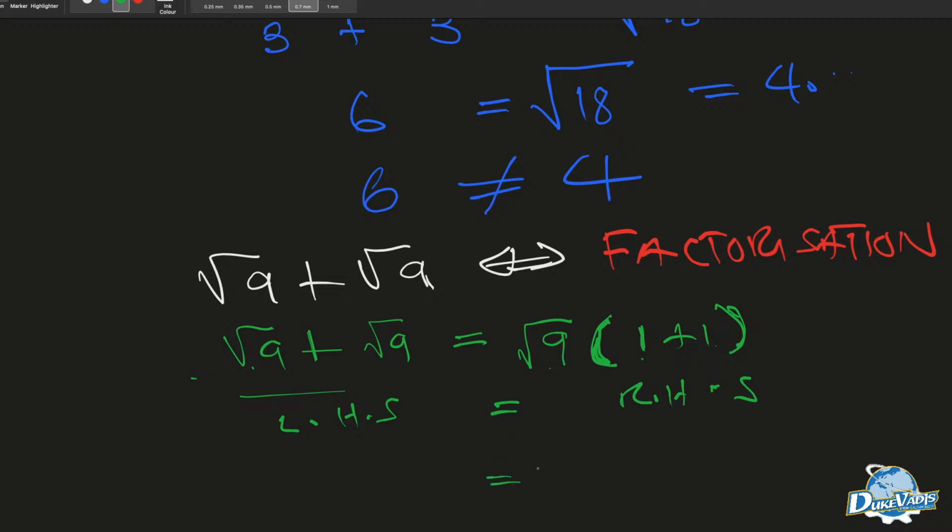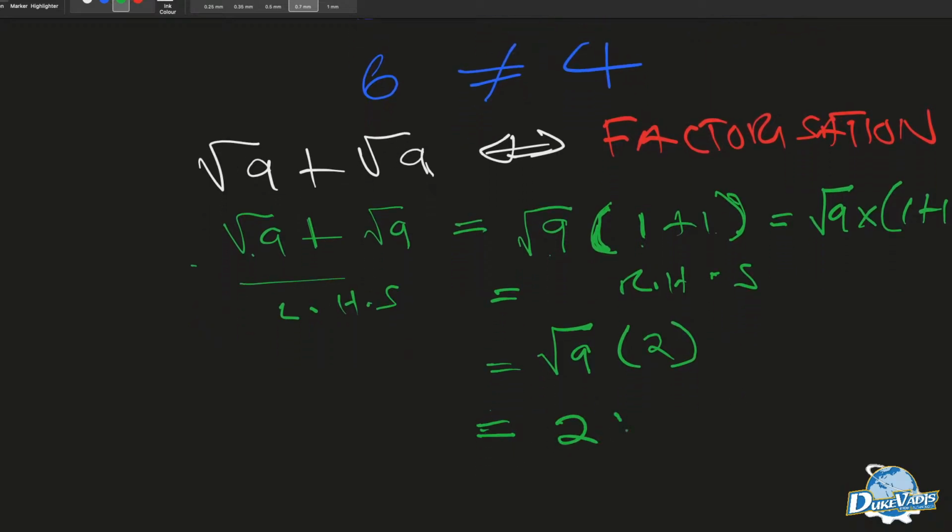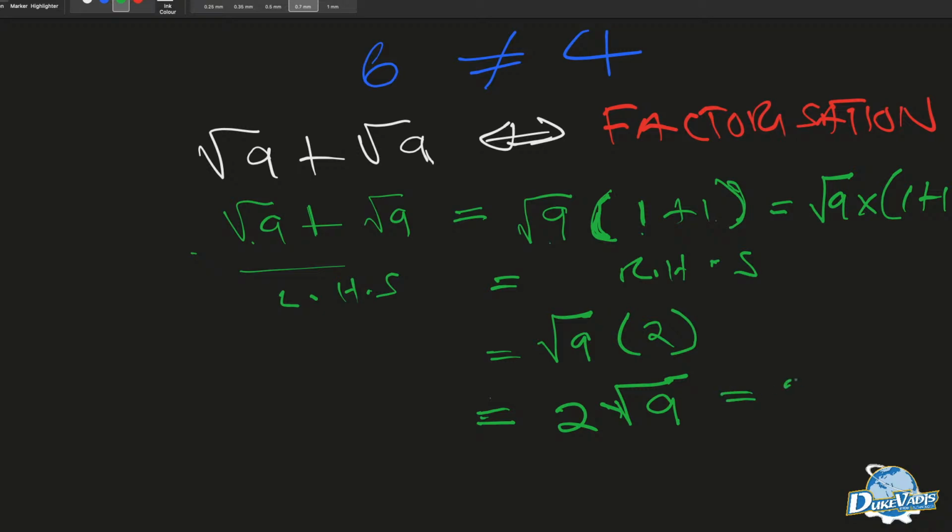Okay, so square root of 9, and this means it's multiplying. Square root of 9 multiplying 1 plus 1, and we know 1 plus 1 is 2. Therefore, we can write this as 2 root 9. Okay, the 2 root 9 is the same as 2 multiplying square root of 9. Please take note of that. Root 9 plus root 9. We know that we cannot say that it will be square root of 18. That is wrong, as we saw earlier. But we can write it in this way. We can express it in this way.